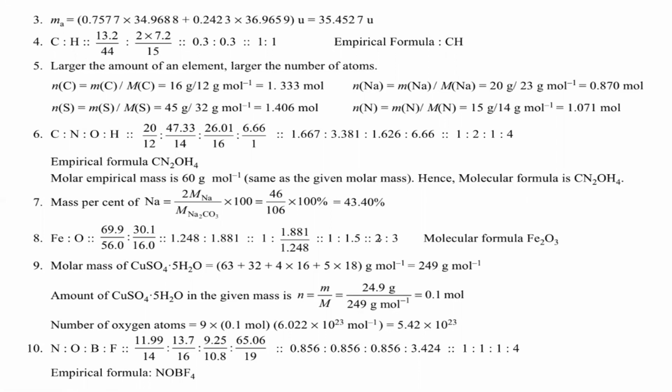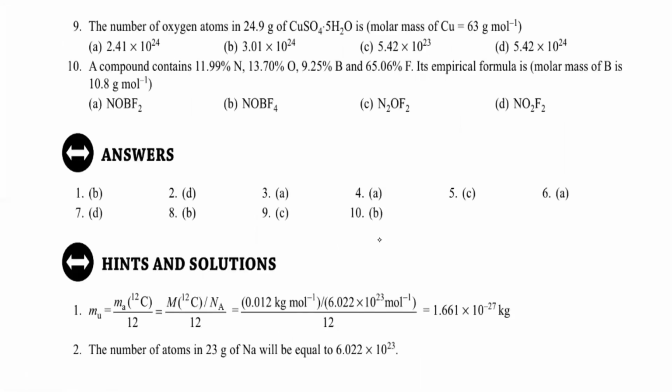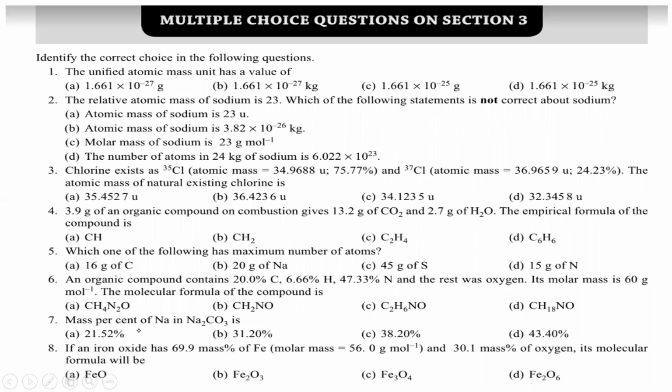Next question. Question number 8 is over. Now question number 9. The number of oxygen atoms in 24.9 grams of CuSO4.5H2O. Question number 7 also we have to discuss, I believe. Mass percentage of sodium in Na2CO3 is. So to find the mass percentage of sodium in Na2CO3, it is simple.